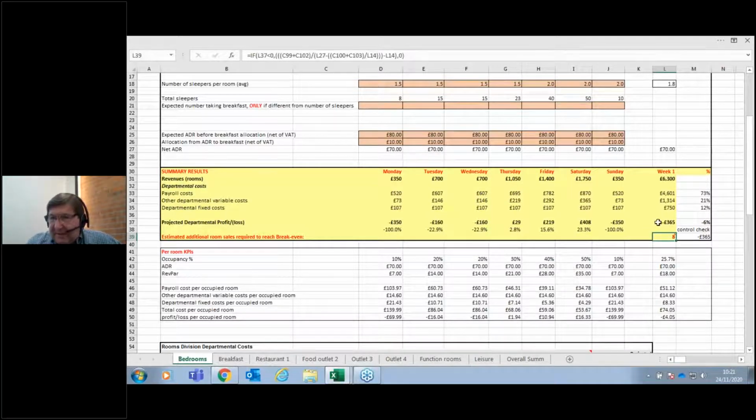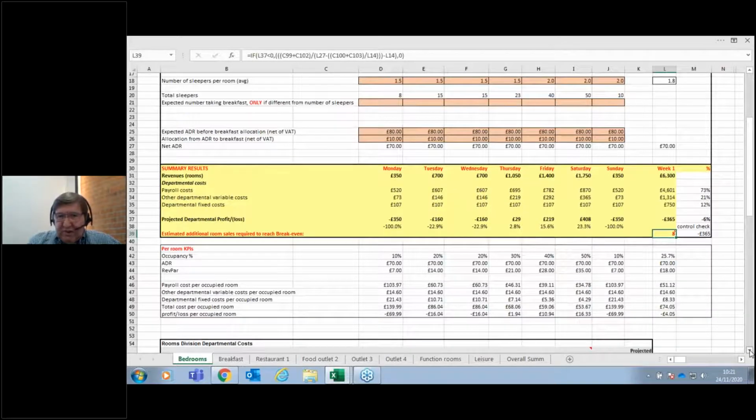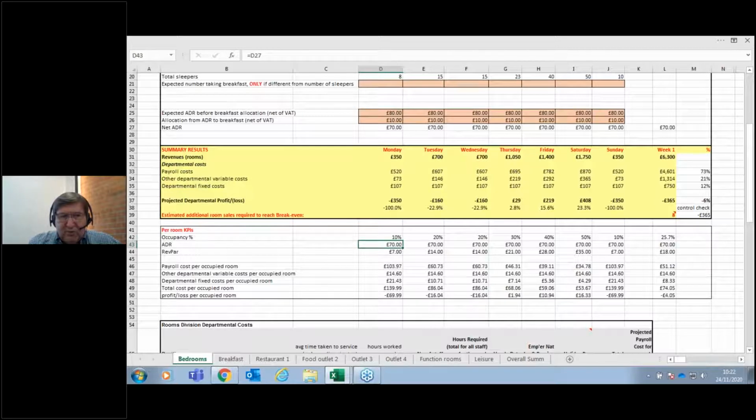If that's a positive, in other words, if you're making a profit in rooms division, then that will just be 0. What it then does is a little analysis down below that, and it shows us the occupancy rate by day, the average room rate, the revenue per available room for those of you that look at this data, the payroll cost per occupied room.